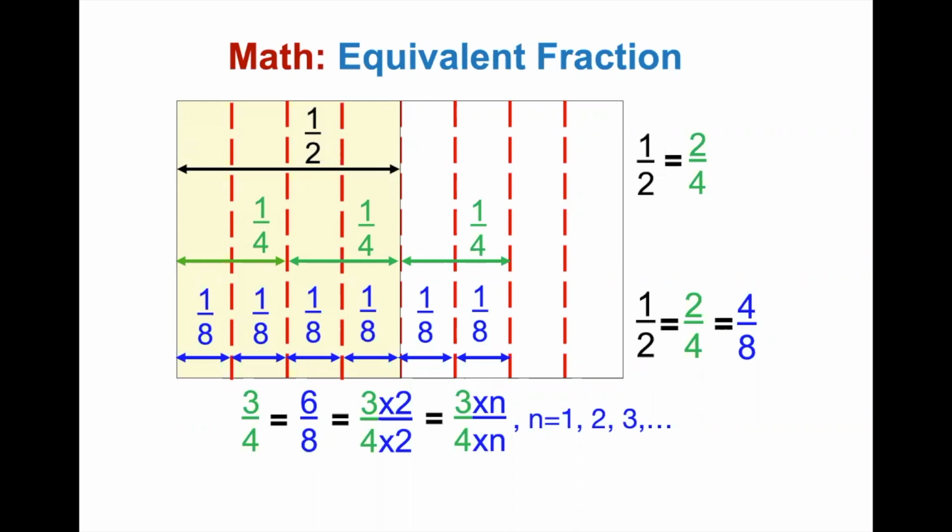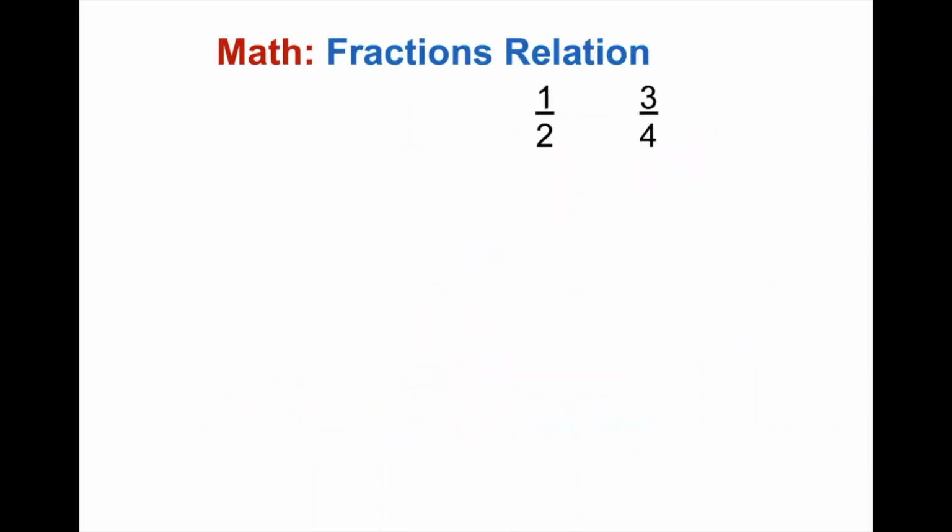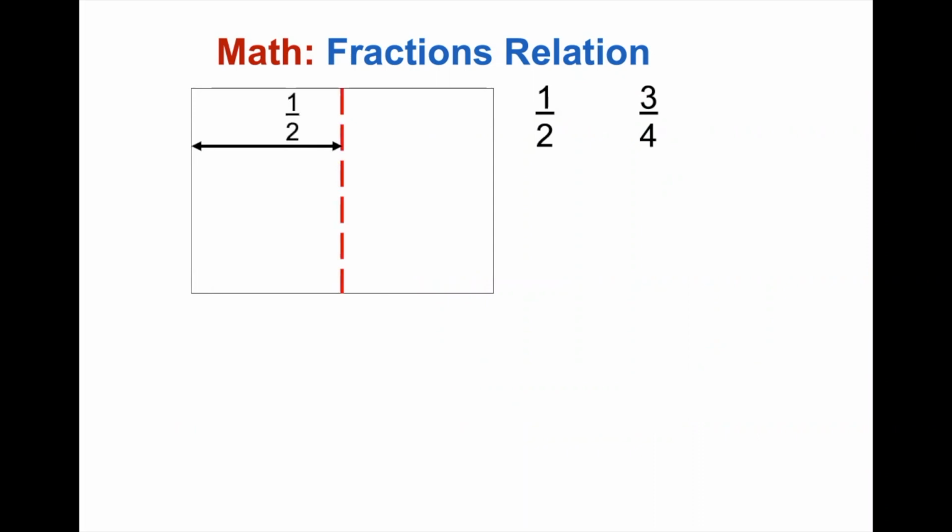All right, next, let's look at the relation of fractions and compare which one is bigger. Let's use origami. This is our paper. The first fold will have 1/2. And then the next 2 folds gave us 3/4. By comparing the portion, it's obvious that 3/4 is bigger than 1/2.